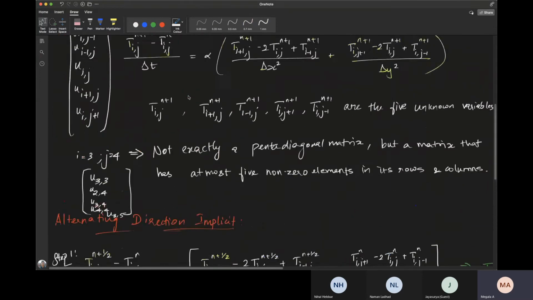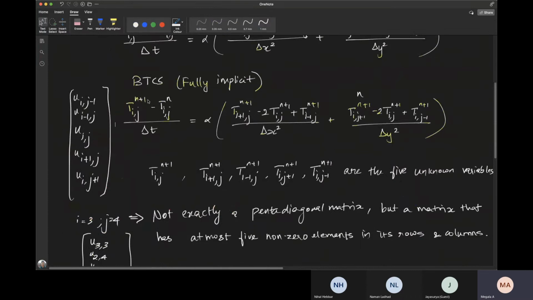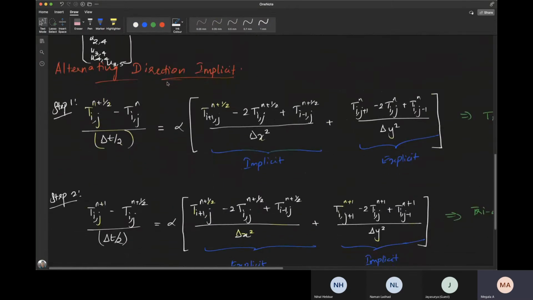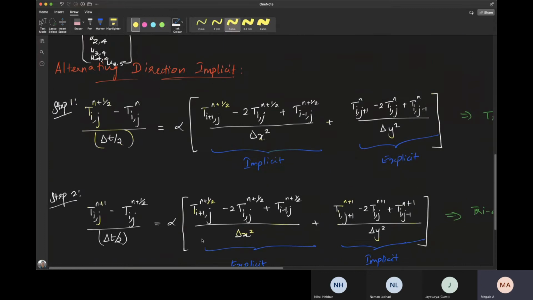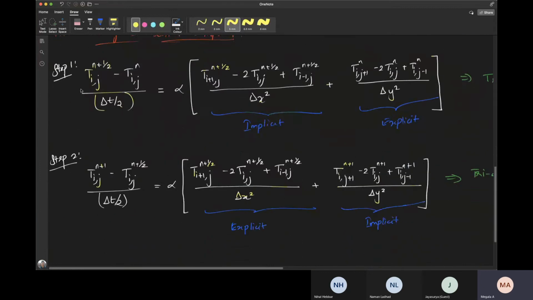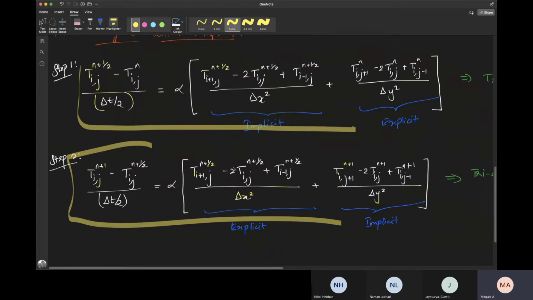So instead of solving a full system like this, a fully implicit scheme like this, you can split the system into two different time steps and make the scheme implicit in each of the directions in different time steps. So this is what the alternating direction implicit scheme is. You can attempt stability analysis for such a scheme. For each of these steps, you can attempt stability analysis.